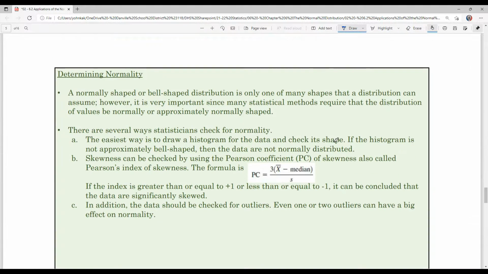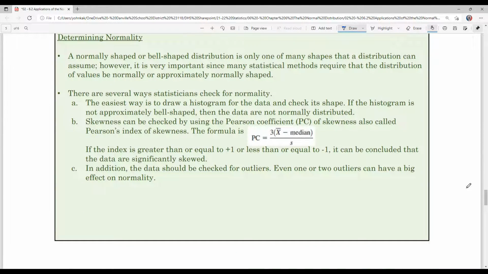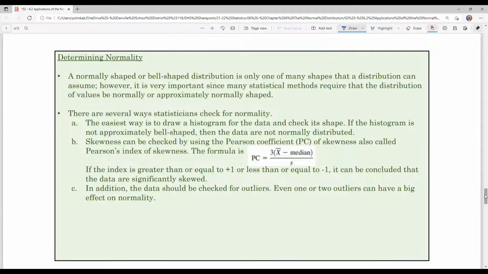Okay. So now that we can calculate different values and percentages, let's see how to tell if things are normally distributed. A normally shaped or bell-shaped distribution is only one of the many shapes that a distribution can assume. However, it is very important since many statistical methods require that the distribution of values be normally or approximately normally shaped. Now, there's several ways that statisticians can check for normality. The easiest way is to draw a histogram for the data and check its shape. If the histogram is not approximately bell-shaped, then the data are not normally distributed.